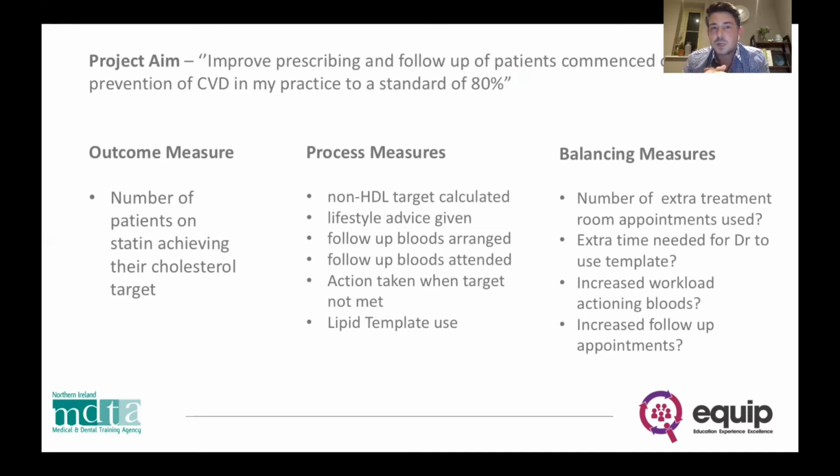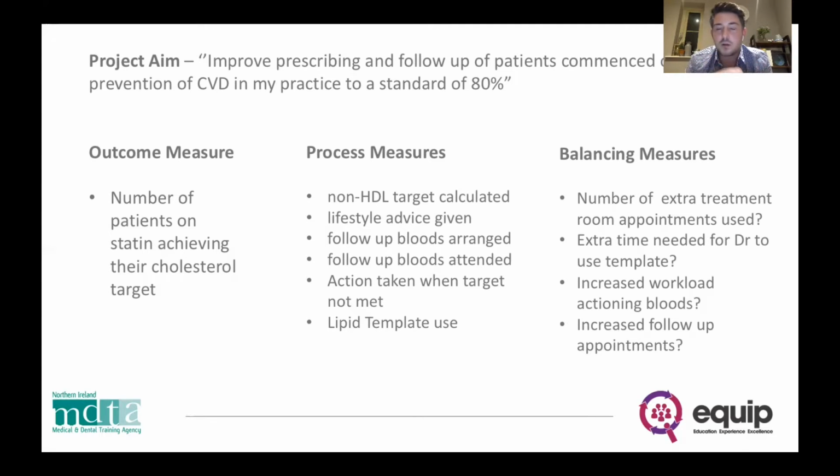So, first example was a project where I tried to improve the prescribing and follow-up of patients commenced on statins for the primary prevention of cardiovascular disease. And I was trying to improve the overall standard of what I thought was acceptable care to a standard of 80%. So my outcome measure was closely related to my aim. My outcome measure was the number of patients who were started on a statin achieving their cholesterol target.